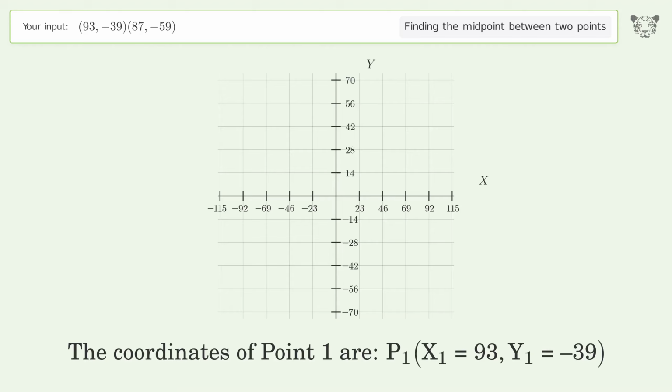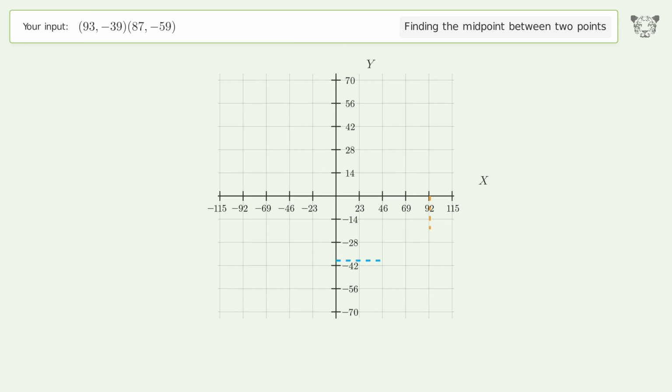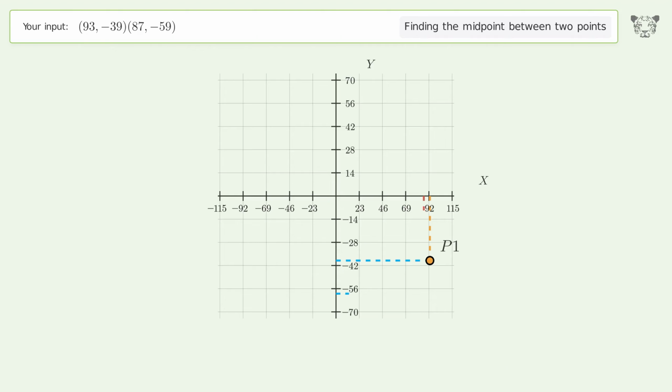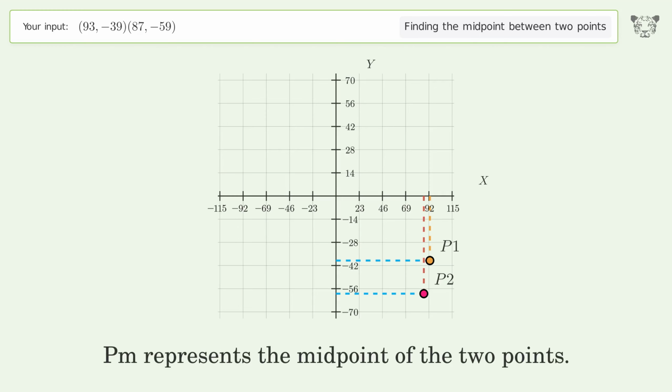The coordinates of point 1 are x1 equals 93, y1 equals -39. The coordinates of point 2 are x2 equals 87, y2 equals -59. PM represents the midpoint of the 2 points.